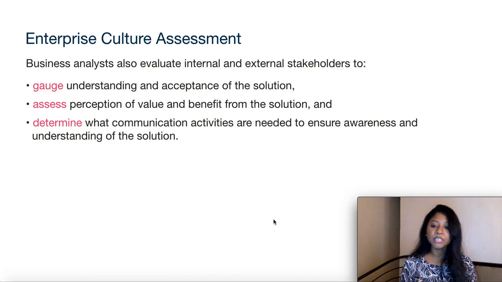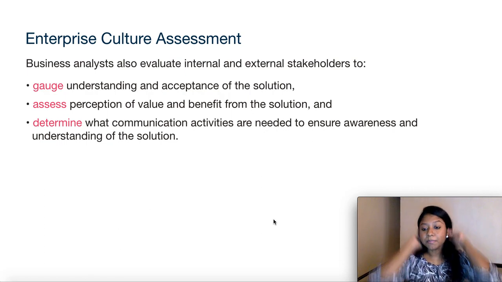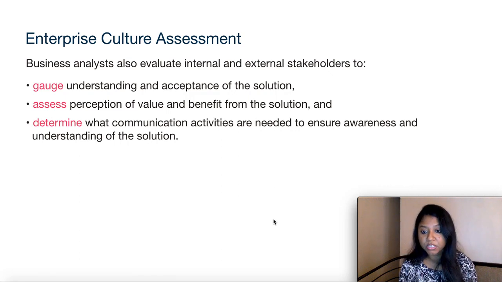At the end, based upon these values, you want to determine what exactly are the different communication activities that are needed in order to ensure awareness and understanding of the solution. Sometimes people may not be adopting the solution because they don't even realize its value and why that solution is there in the first place.